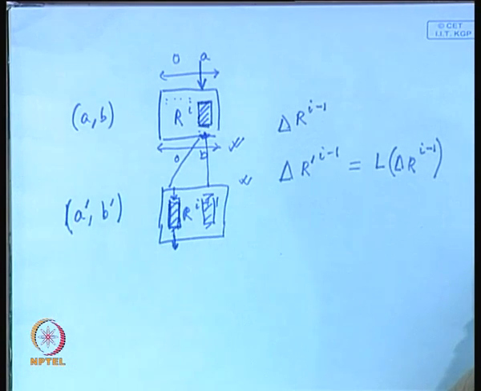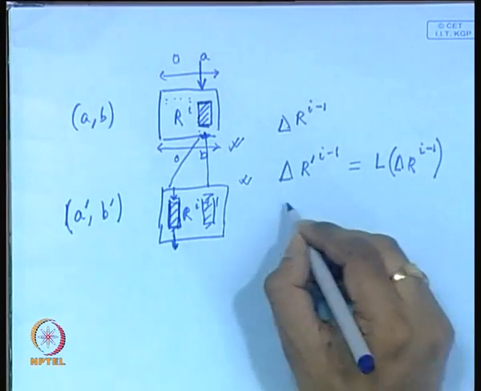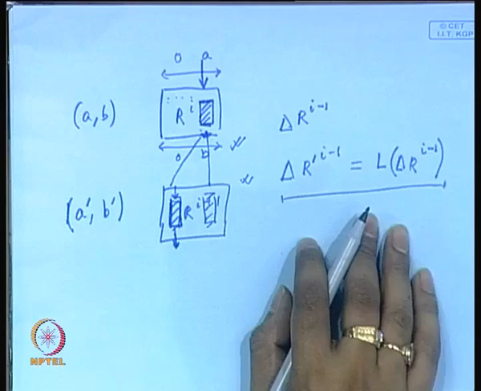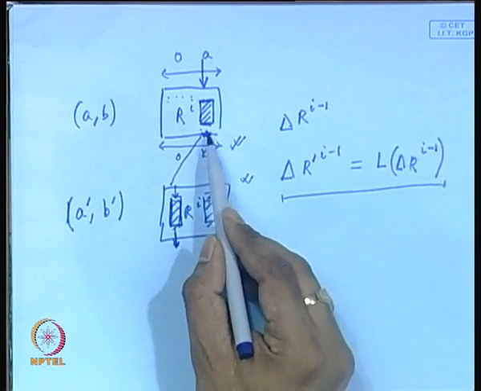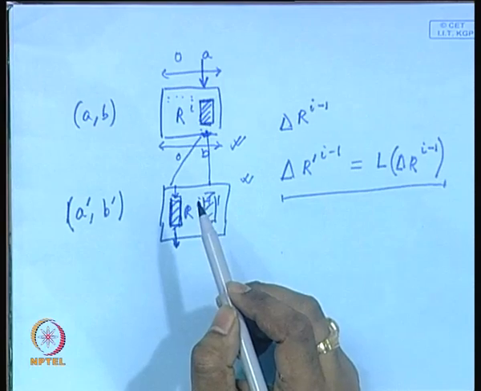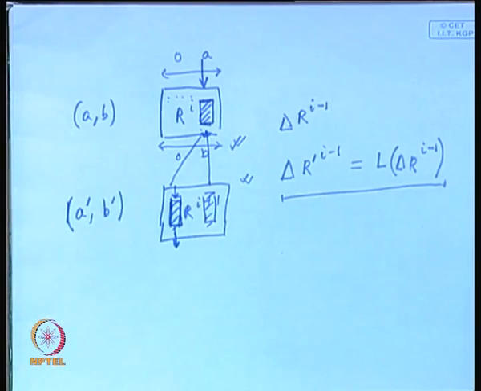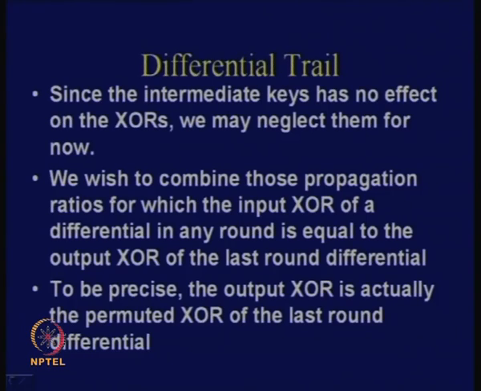This is a mathematical representation, but if you do not bother about this, it just means that in your differential analysis you take care of how the wires are getting transposed. I will repeat this point in our analysis. So now you come to this point. We wish to combine those propagation ratios for which the input XOR of a differential in any round is equal to the output XOR of the last round differential. To be precise, the output XOR is actually the permuted XOR of the last round differential. That is what I said, and I will again repeat this in our example.